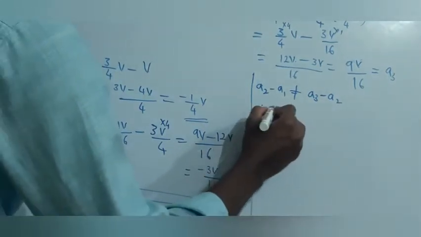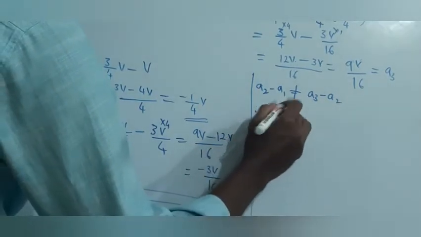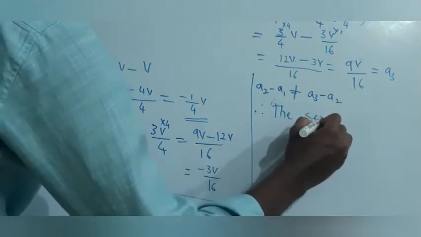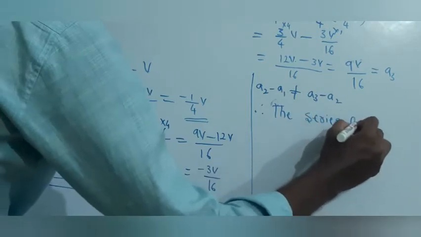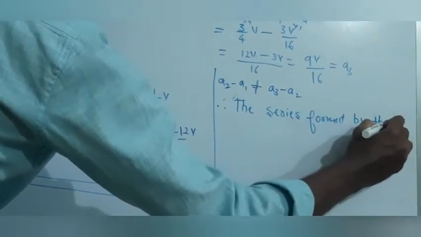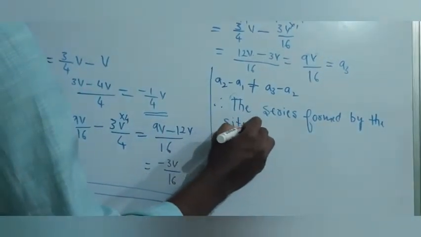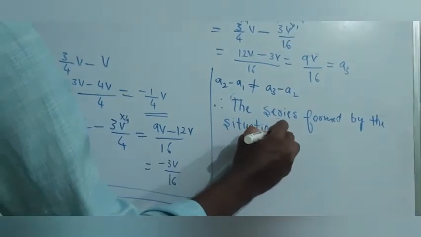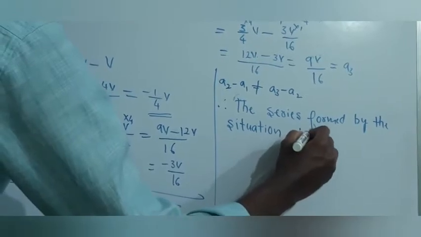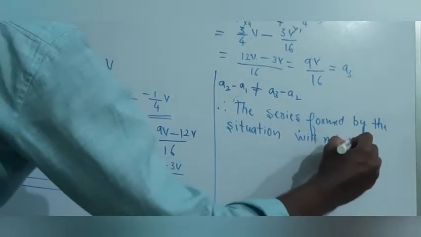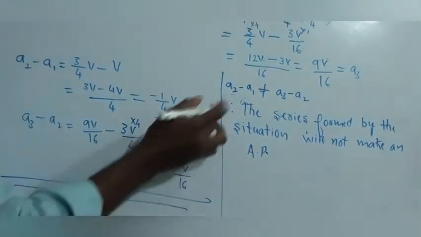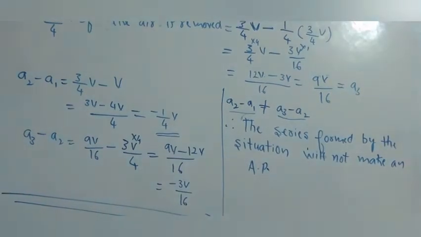Therefore, the sequence or series formed by the situation will not make an AP, because A2 minus A1 is not equal to A3 minus A2.